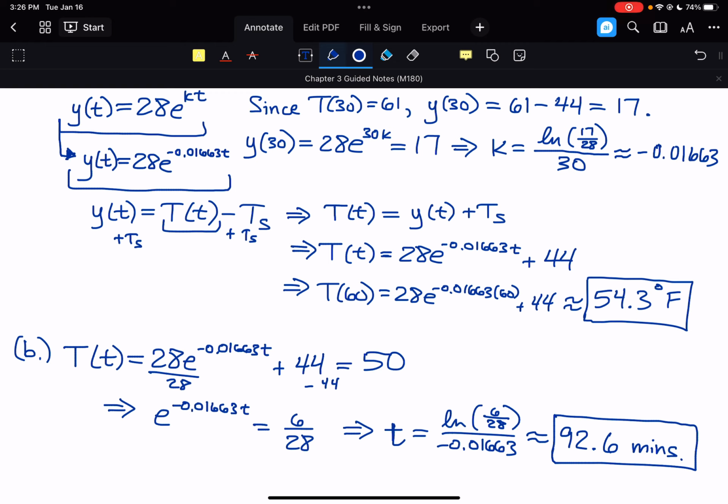And if it was placed into a different medium, we could then calculate based on that surrounding temperature. If it had a different starting temperature, we could calculate all of this similarly. But that is the end of section 3.8. And that concludes our discussion on exponential growth and decay and how they relate to derivatives and calculus.